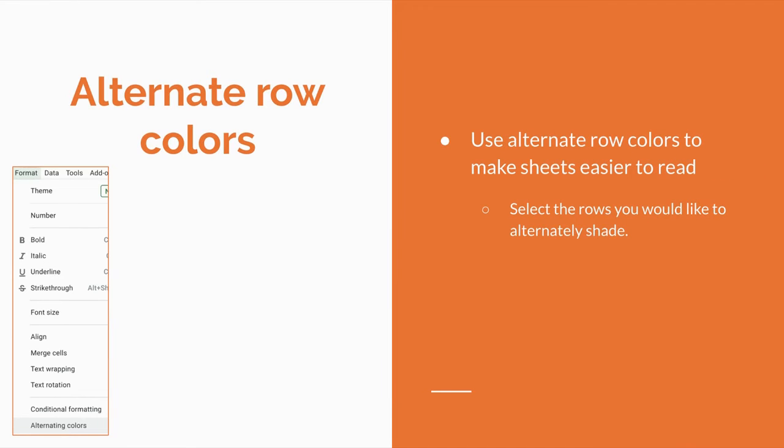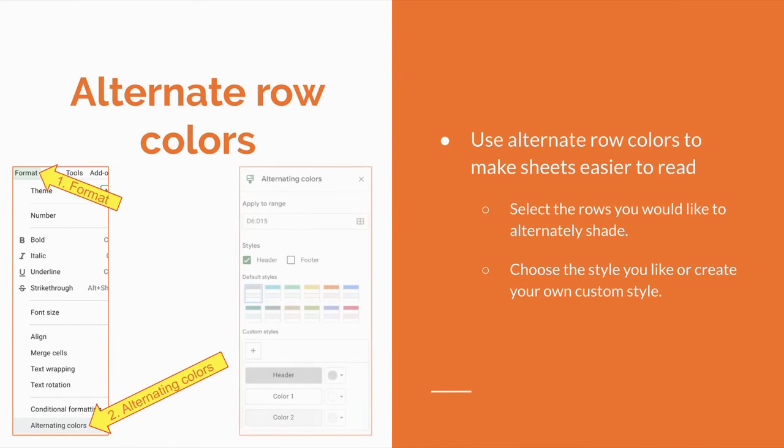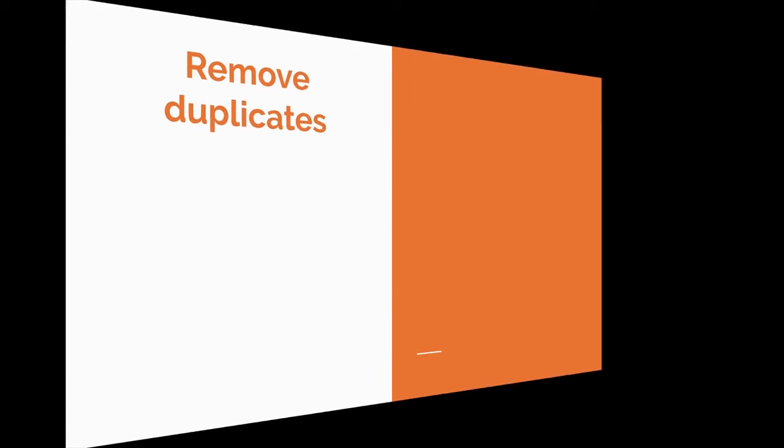To make your text or your numbers much easier to read, you can highlight part of your spreadsheet, click Format, and then Alternating Colors, and then choose a color scheme that you think will be helpful to make it easier to read your rows.